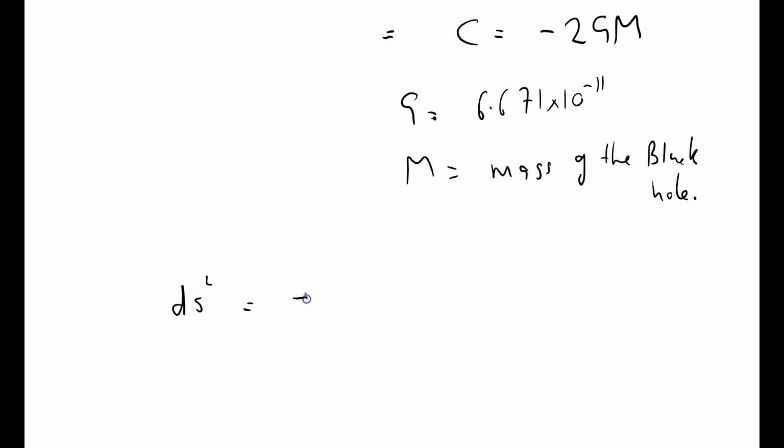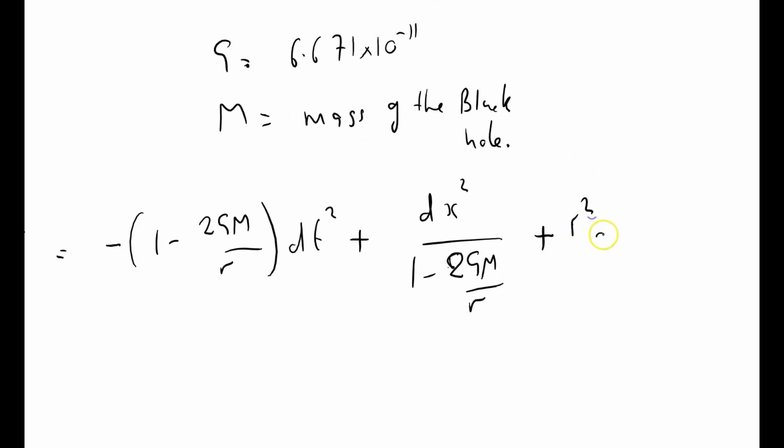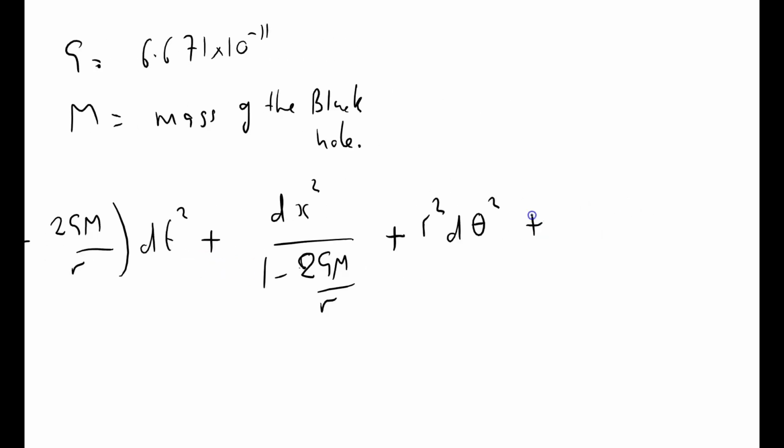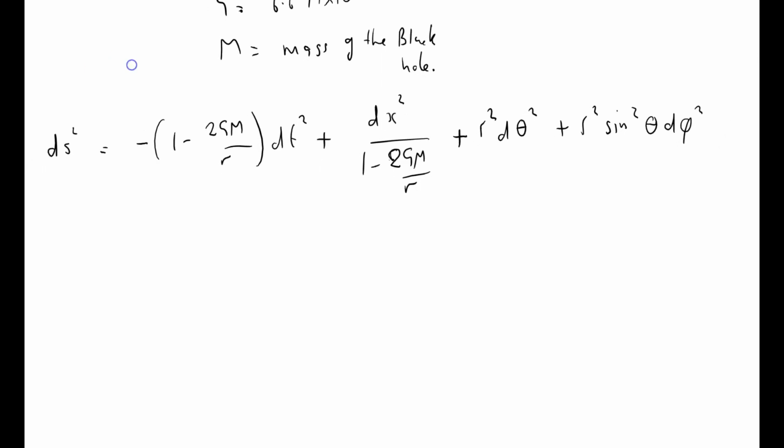ds squared equals minus 1 minus, remember we have this constant which we know what it is, it's negative 2gm over r, dt squared, plus dx squared over the same thing, 1 minus 2gm over r, plus r squared d theta squared, which is kind of boring, plus r squared sine squared theta d phi squared. There it is. And that is a solution to the Einstein field equations. It's a steady, static solution outside a central spherically symmetric object of mass m. And this is called the Schwarzschild. Oh no, there's no T in it.